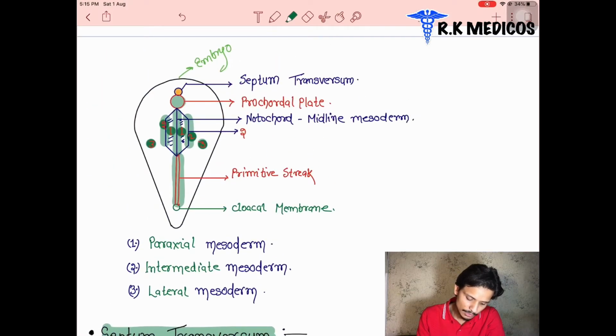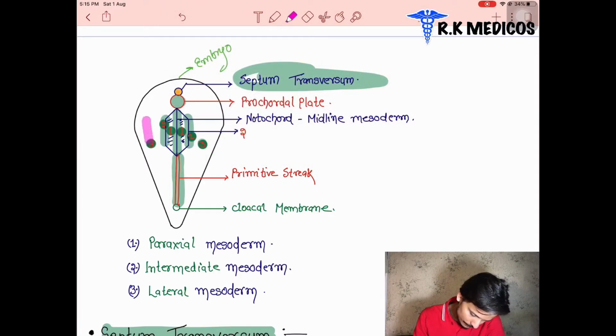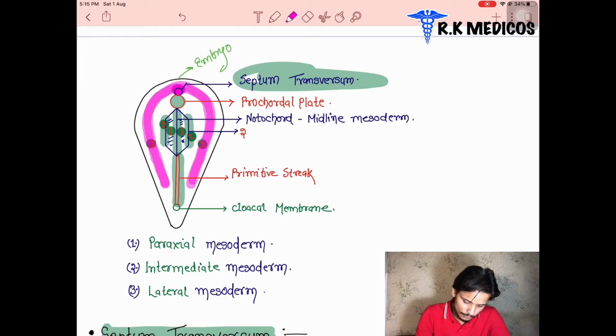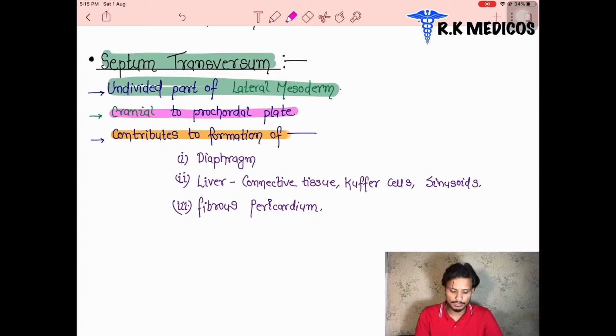This is the septum transversum, and you can imagine after some time when I am teaching you the third part, that this is the structure here. The third one is lateral mesoderm, and this is the undivided part, means they are not going to separate here. So the septum transversum is the undivided part of lateral mesoderm. Lateral mesoderm is present like this. So they are the undivided part of lateral mesoderm. And next we can see they are also cranial to the prechordal plate. Yes, it's true, they are present in the cranial end.